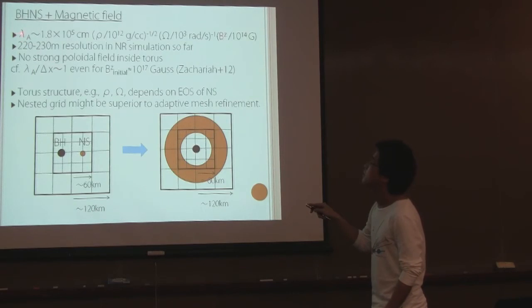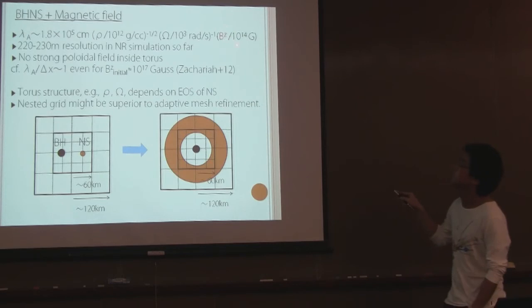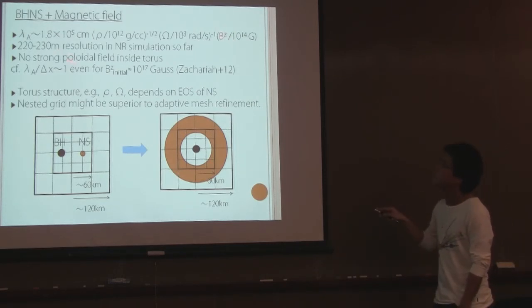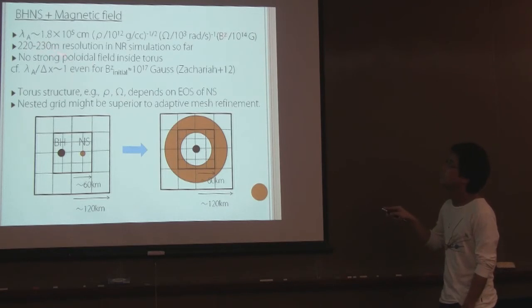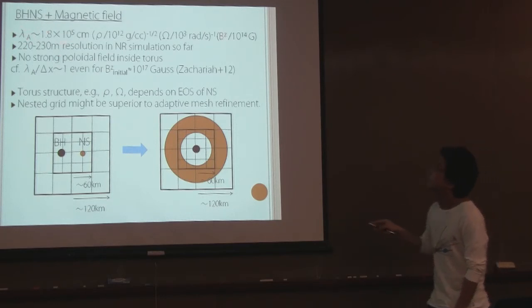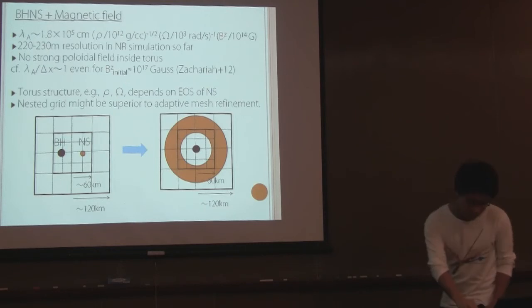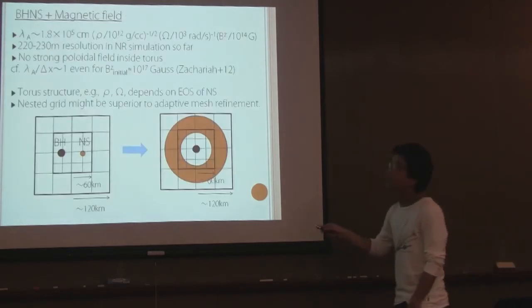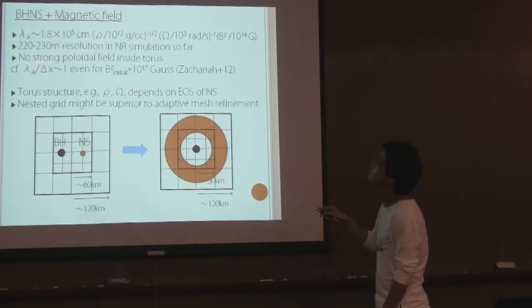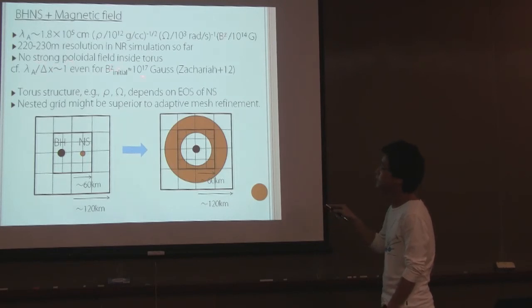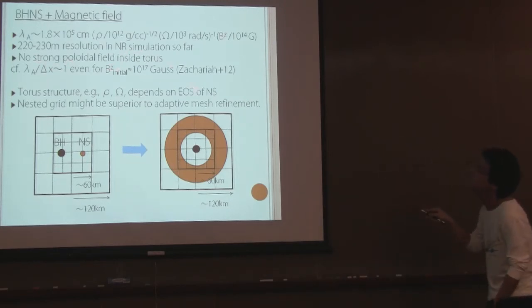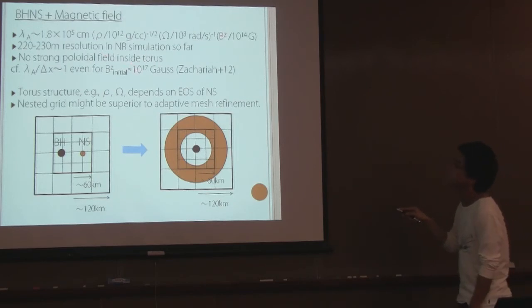This is the MRI wavelength estimation with a hypothetical value of the toroidal magnetic field with the current setup. This MRI wavelength is marginally too low. But as I mentioned in this slide, the strong toroidal magnetic field is unlikely to remain inside the torus.